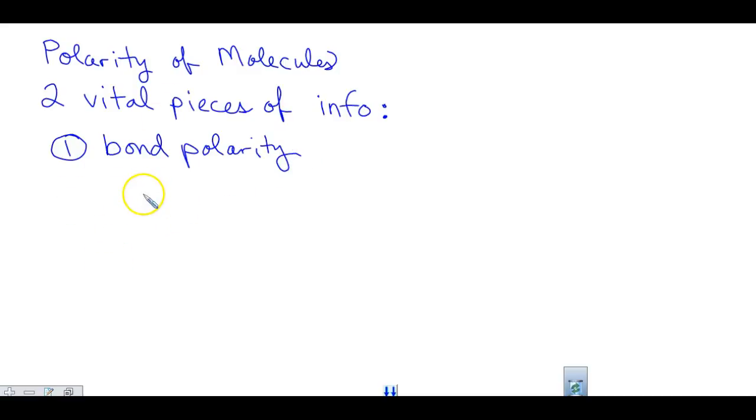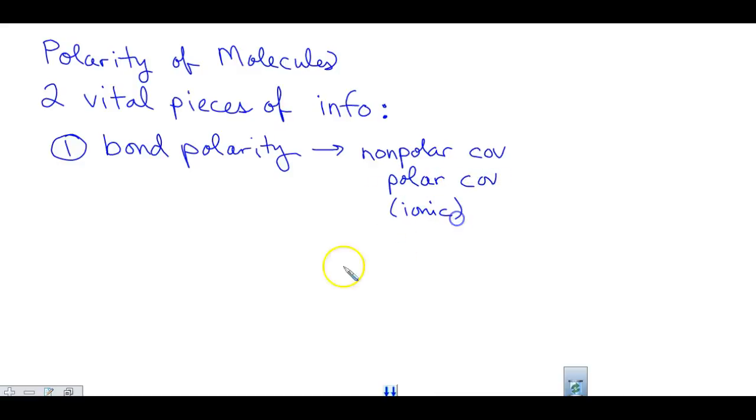Okay, so bond polarity, this would be like, is this a non-polar covalent bond, polar covalent, and then of course ionic, but not really worried about that one right this second.